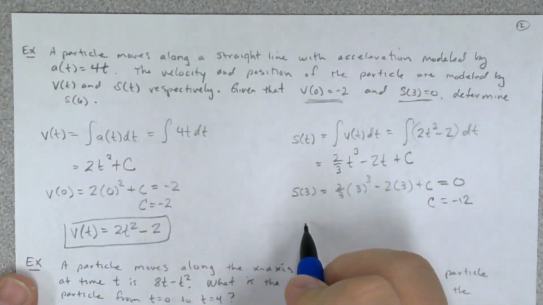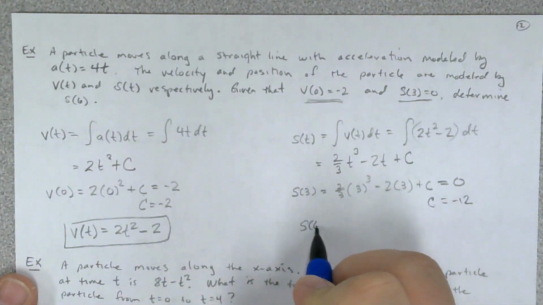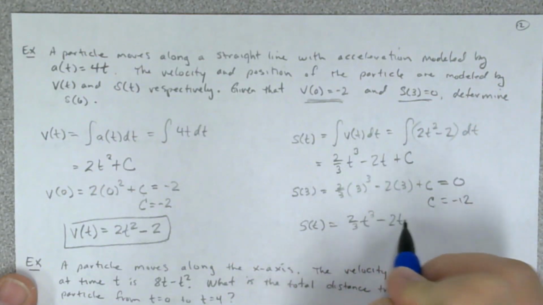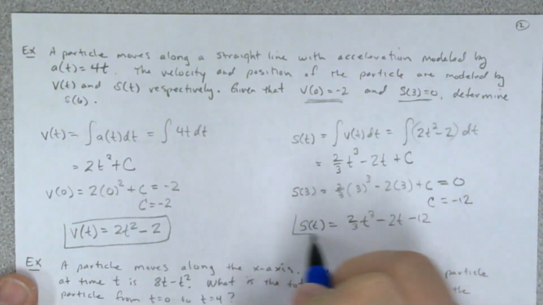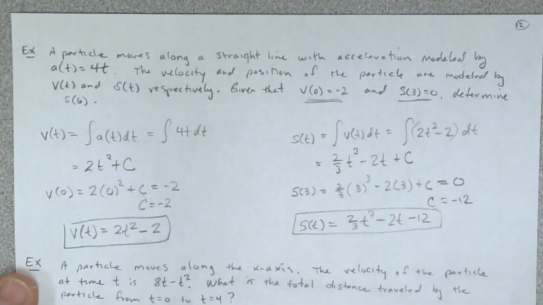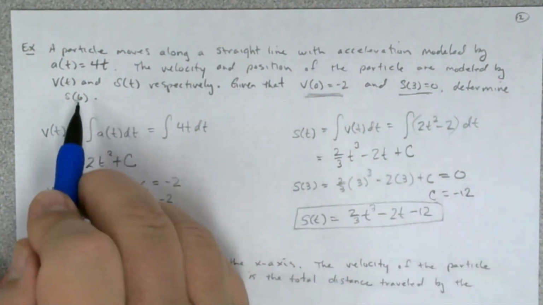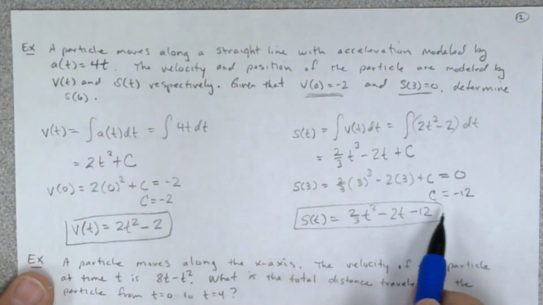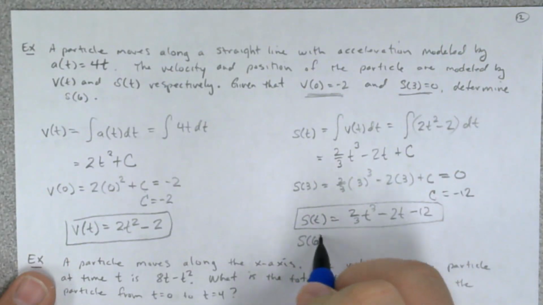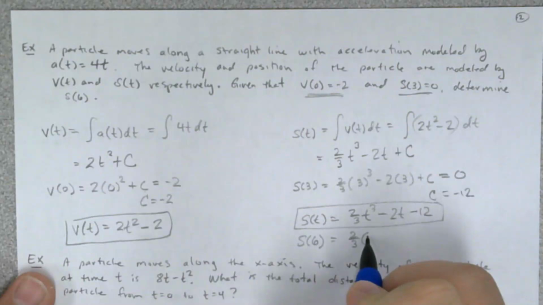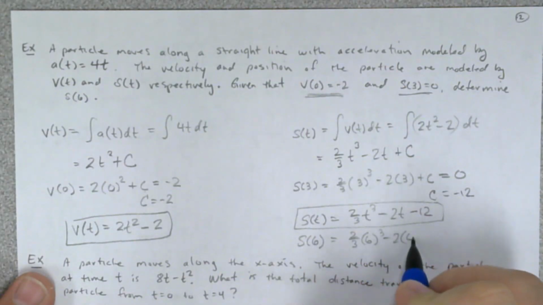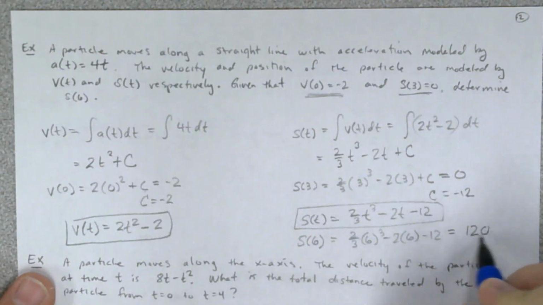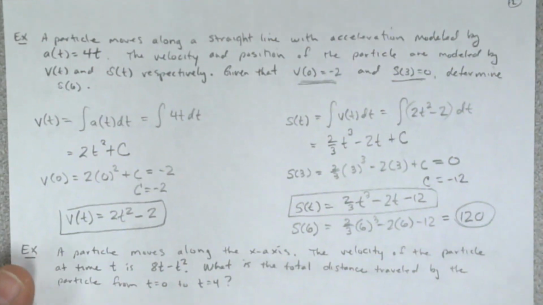And so now I know my position function, s of t, is 2/3 t to the third minus 2t minus 12. Now I can answer that question. I now have the function for s of t, and so I just simply need to plug in 6. 2/3 times 6 to the third, minus 2 times 6, minus 12, and you can work this out and you should get 120. And that was your answer.